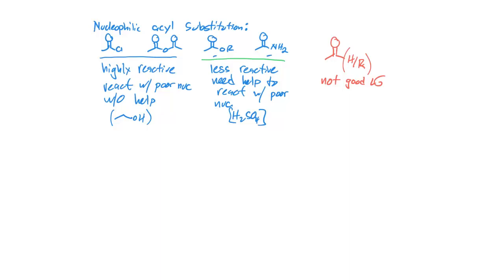Whereas if we look at the substituents here, the chloride or the carboxylate leaving group or the OR minus, those are decent to good leaving groups, and so we can do substitution on them. And in fact, if we have enough heat and acid present, we can actually do nucleophilic acyl substitution on an amide, where we turn that back into a carboxylic acid. So let's look at the basic mechanism.